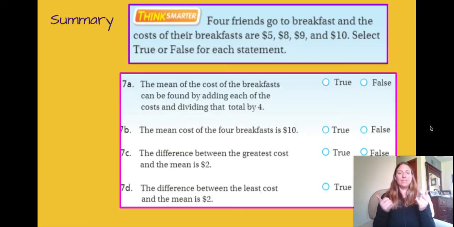And the summary. 4 friends go to breakfast, and the cost of their breakfast are $5, $8, $9, and $10. Select true or false for each statement. 7A. The mean of the cost of breakfast can be found by adding each of the costs and then dividing by 4. 7B. The mean cost of all 4 breakfasts is $10. 7C. The difference between the greatest cost and the mean is 2. 7D. The difference between the least cost and the mean is 2.